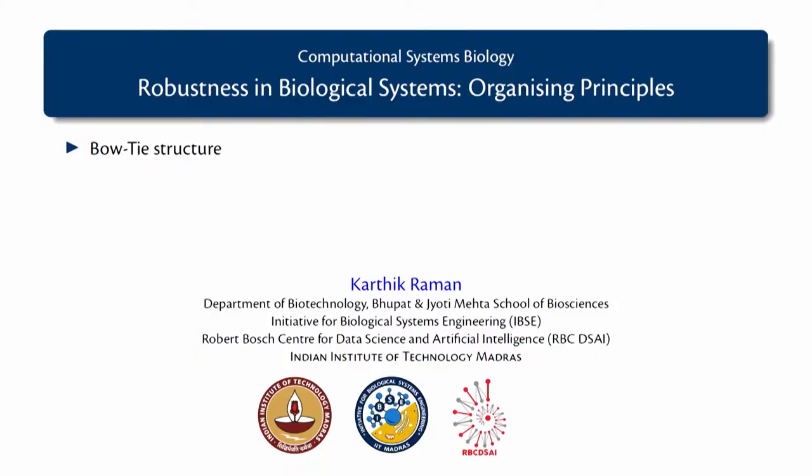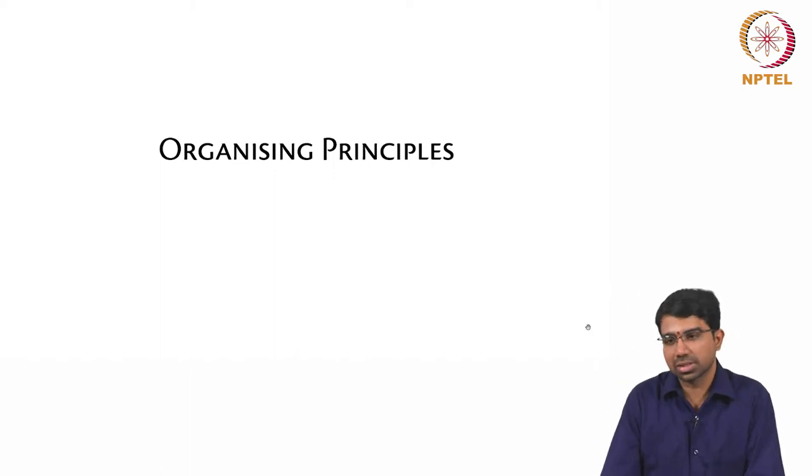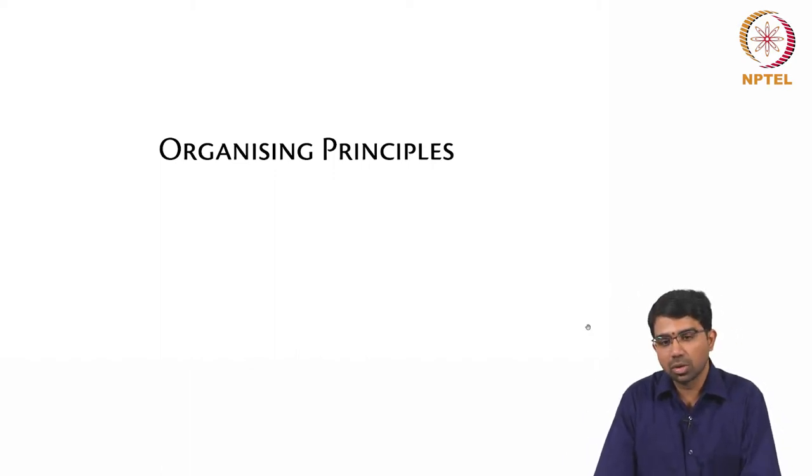In today's video, we will continue with our study of robustness in biological systems, and we look at the key organizing principles underlying robustness, the most important of which is what is known as a bow tie structure. What are the fundamental organizing principles of biological systems in general or robustness?